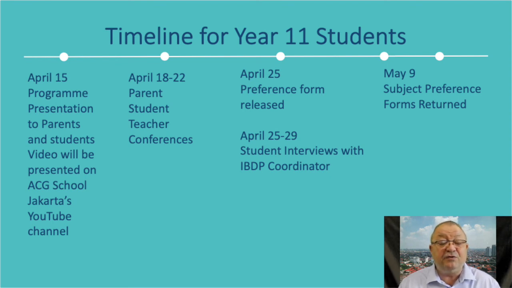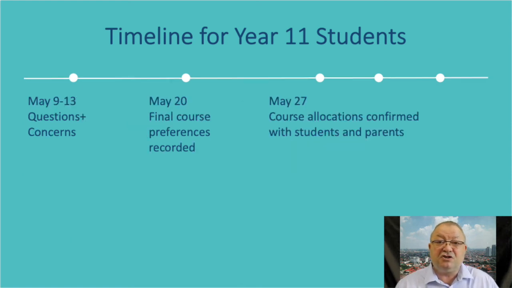Then you're going to have an interview with either myself or Mr. Hutchinson. And by May 9th, we should be getting your forms back. May 9th to 13th, that's your opportunity for questions, concerns about combinations. And then on May 20th, we're going to be looking for the final course preferences to be put in so that we can sort out the timetable for the following 2 years.